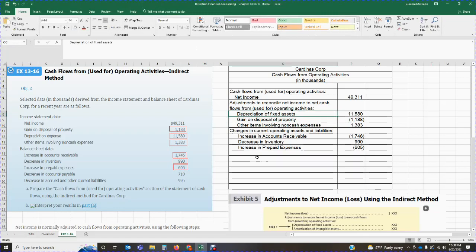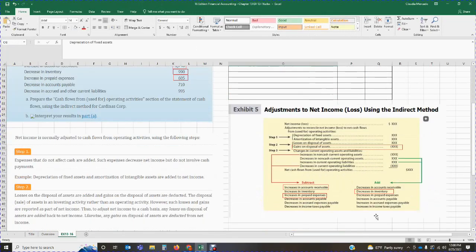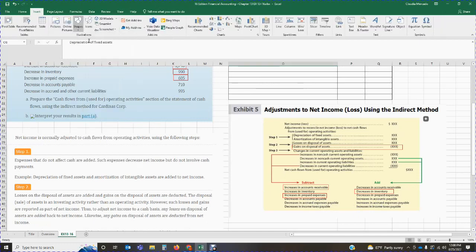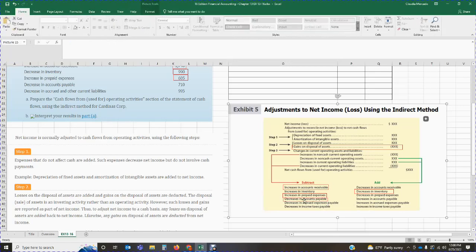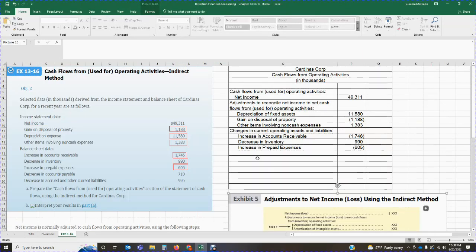Okay. Next we have a decrease in accounts payable. So let's go down here and locate a decrease in accounts payable. Okay. Decrease in accounts payable is right here. If we have a decrease in accounts payable, then we have to subtract. Okay, so those $710 need to be subtracted.